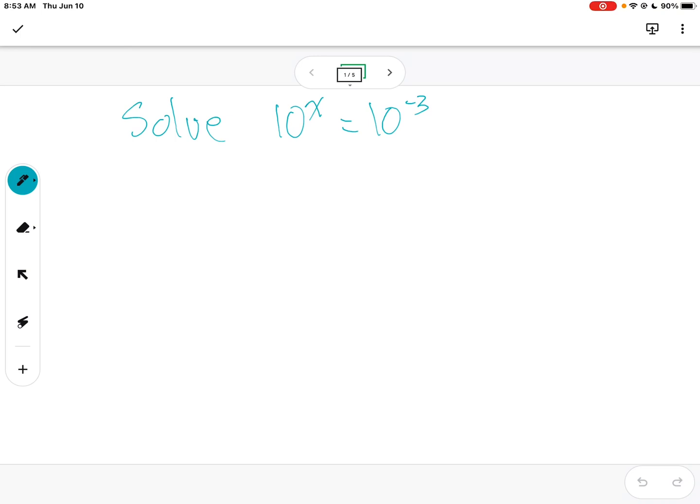Exponential equations really are no different than any other type of equation. You want to make sure the left side and the right side are equal. Okay, that's the whole idea. The left side and the right side are equal.